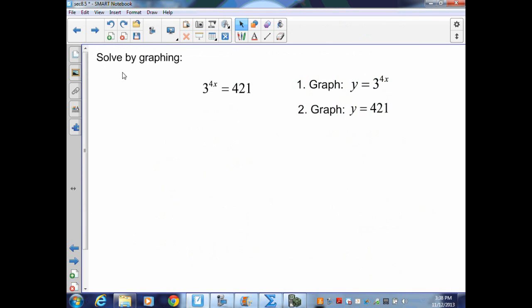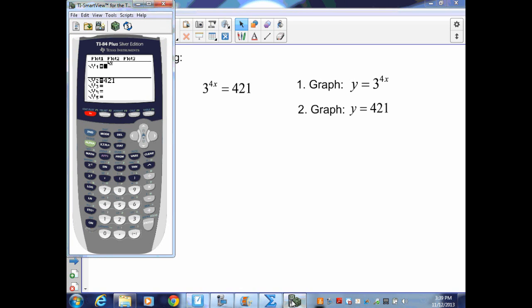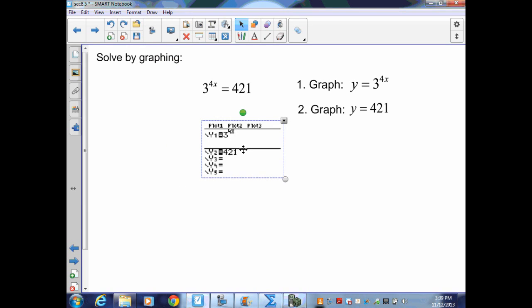In this example, I want to solve my equation by graphing. Here I have the exponential equation 3 to the 4x equals 421. In my y-editor on the calculator, in y1, I'm going to place y equals 3 to the 4x. In y2, I'm going to graph the horizontal line y equals 421. When I bring up my calculator, you can see I've already done that. I have, in y1, 3 to the 4x, and in y2, 421.